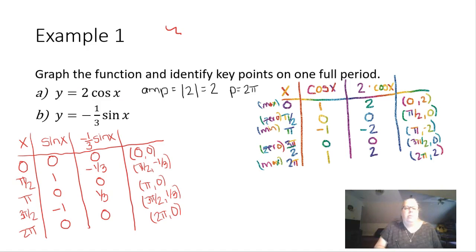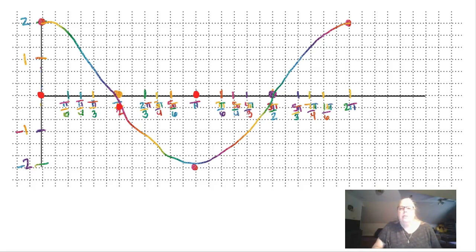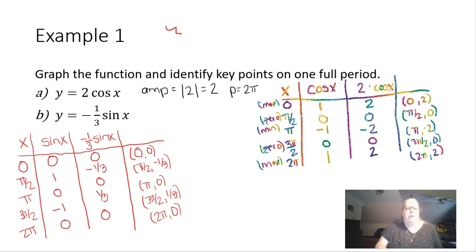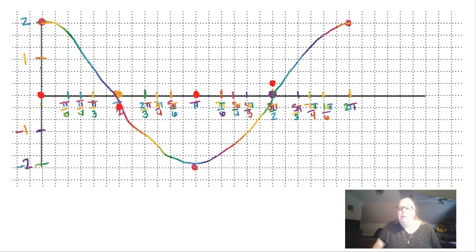Then we want 3 pi over 2 and positive 1/3. Here's 3 pi over 2, and positive 1/3 is going to be right here because remember positive 1 is up there. And then the last point we're going to graph is 2 pi and 0, which is going to be right here.